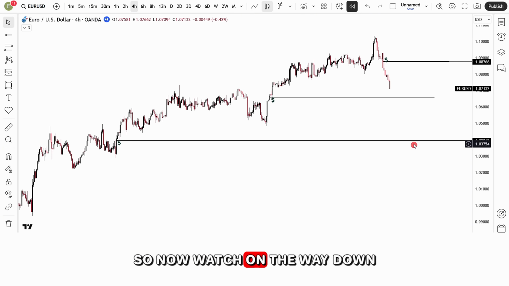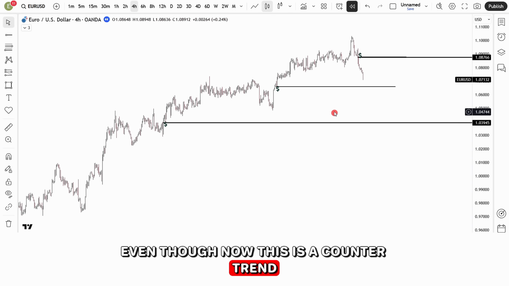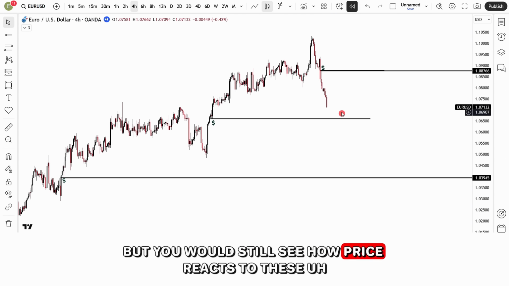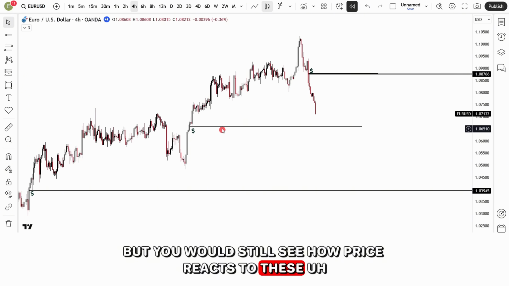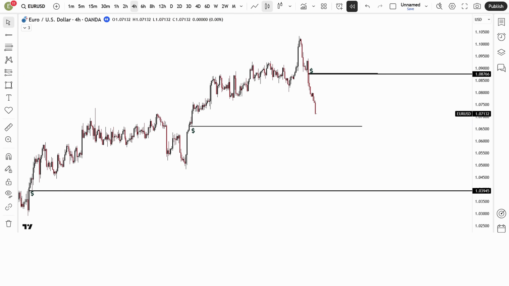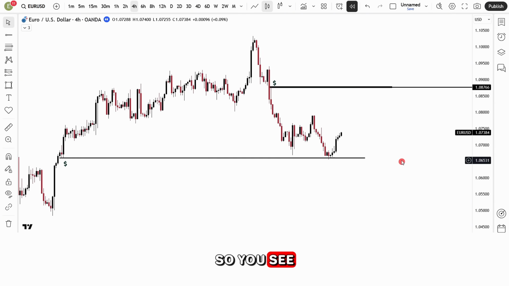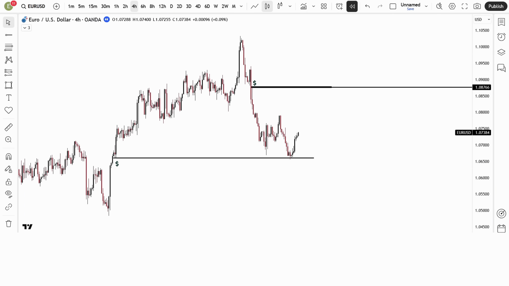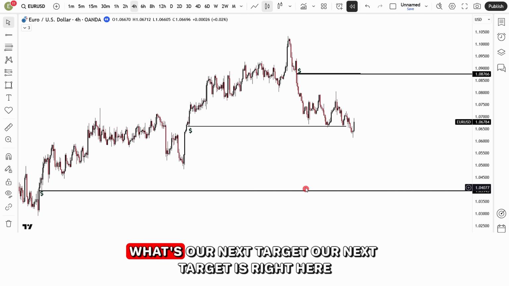So now watch on the way down, even though now this is a counter trend, taking trades to the bull side would not be efficient, but you would still see how price reacts to these compressive inducement swings. So you see, a quick sweep and price reversed. What's our next target? Our next target is right here.